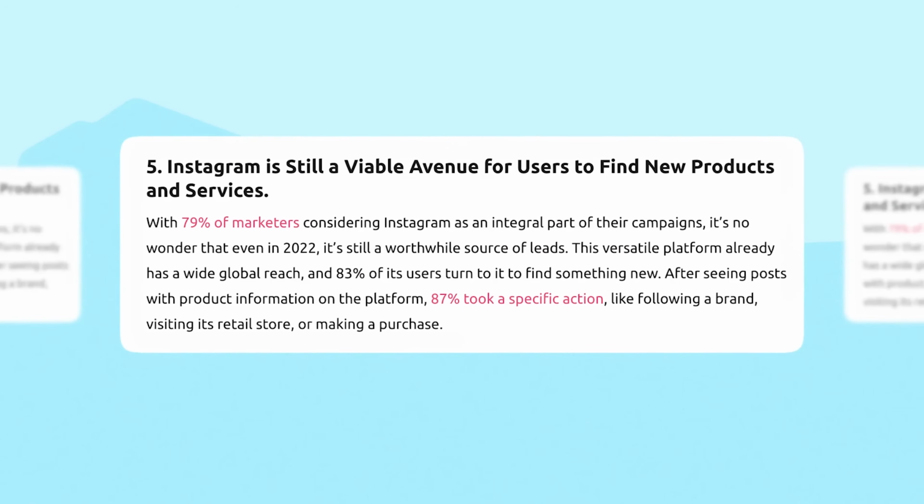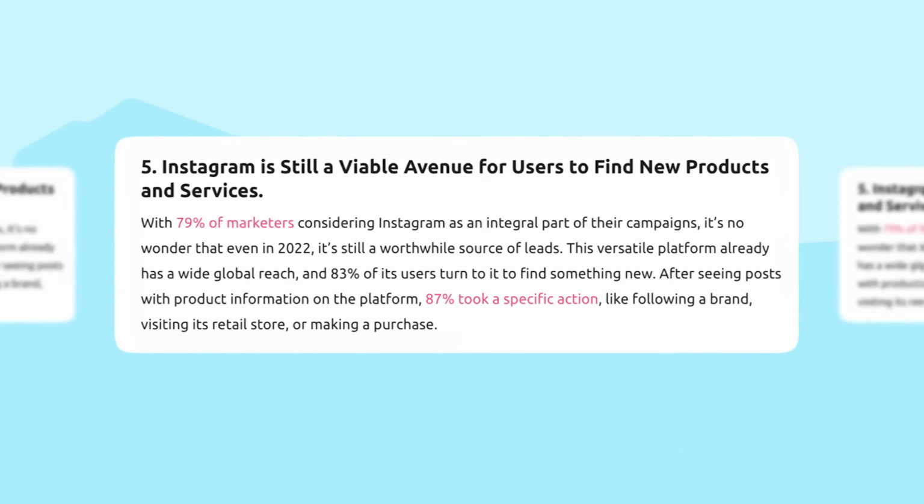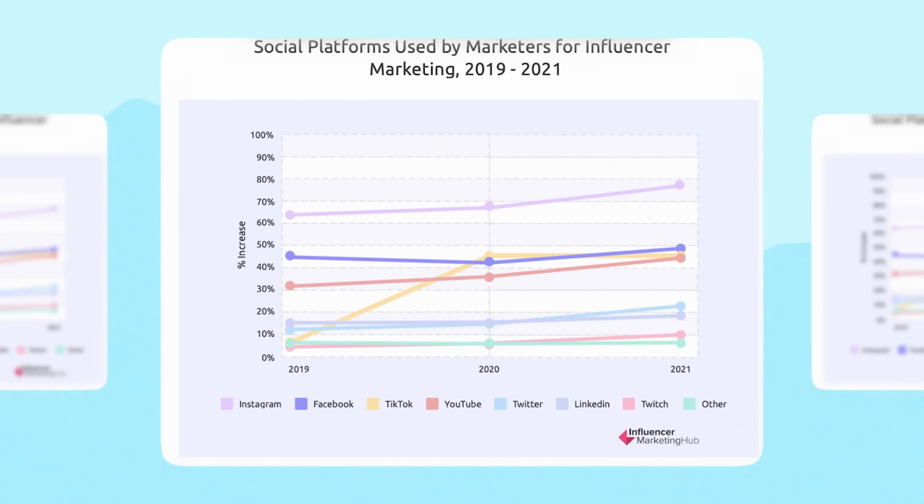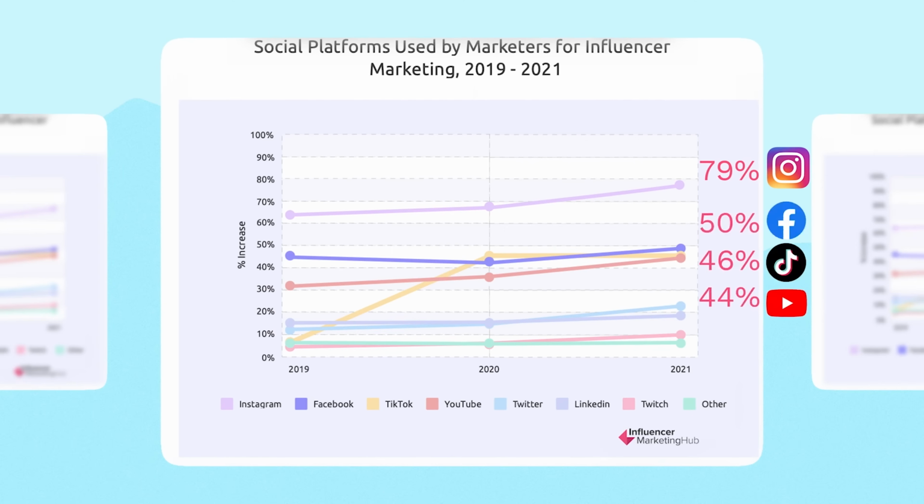According to Influencer Marketing Hub, Instagram has become the most important channel for influencer marketing. In their 2021 study, 79% of brands used Instagram for their influencer campaigns, while other social media platforms such as Facebook, TikTok, and YouTube were used by 50%, 46%, and 44% respectively. Instagram is a mainstream social media network focused on visual content with a wide and diverse user base. This makes it very appealing for brands, creators, and advertisers.